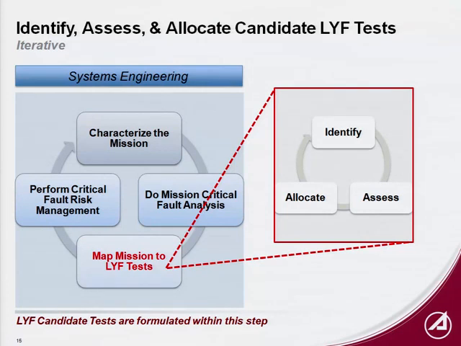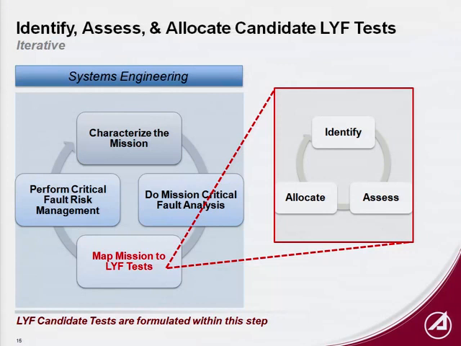Okay, so to do like you fly, what you want to do is, as I said, map elements of the mission to like you fly tests, and to do that is really a three-part thinking process where you identify potential candidate like you fly tests. You do an assessment, says, can I do this kind of a test? What do I have to have in terms of resources? What do I have to compromise on to do the test?